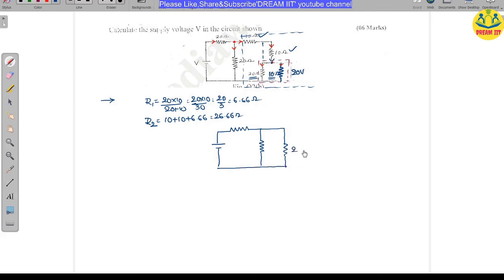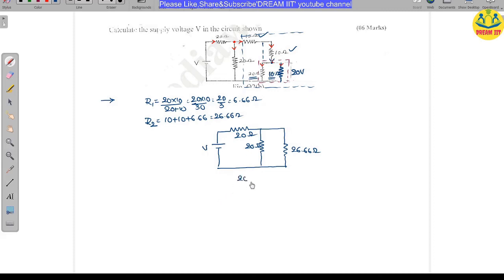So what is this value? This is a value of 26.66, and this is the value of 20 ohms, and this is also 20 ohms. So this is the entire given. Now you can see he is asking what is V here.